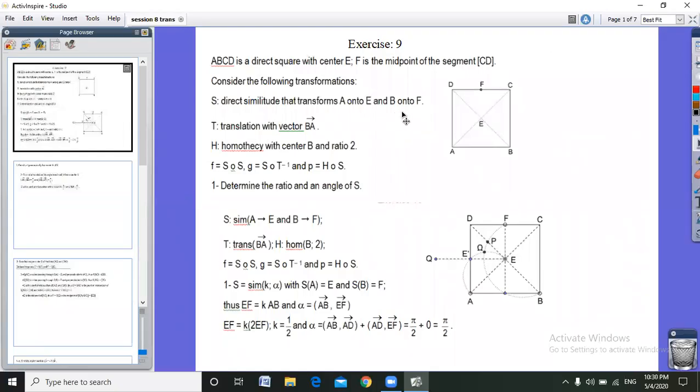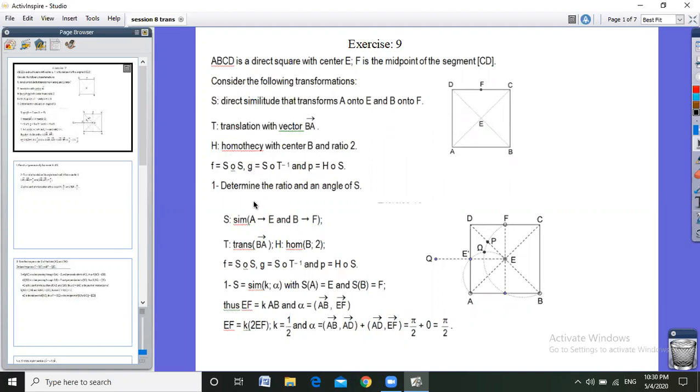Now session 8, solve exercise 9. We have the given: ABCD is a direct square, F is the midpoint of CD. We have many transformations: T a translation, H a homothety or dilation, F, G, P.